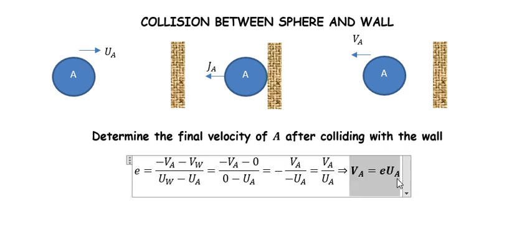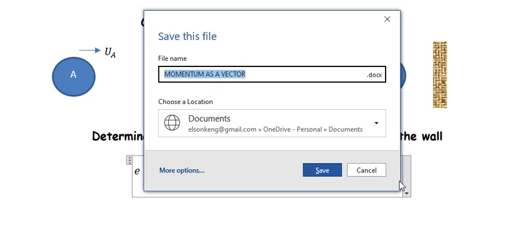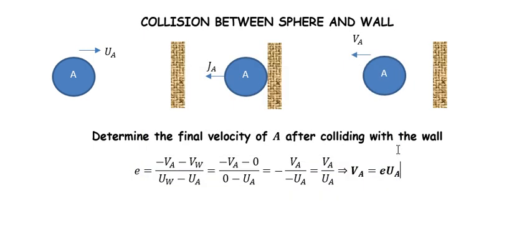It's very important to know that when you're colliding with a wall, we consider only Newton's law of restitution. We don't take into account the principle of conservation of linear momentum, because the wall is not mobile. The wall stays at rest before and after impact, so we don't consider the principle of conservation of linear momentum. So I think for this video I'm going to end here.